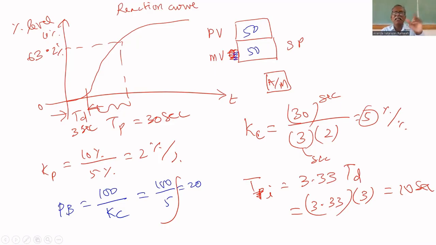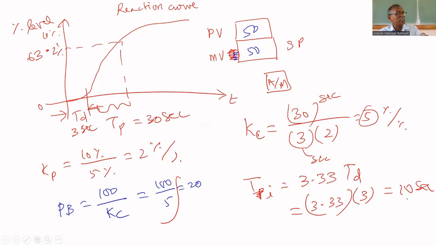The relation between PB and KC is proportional band equal to 100 by KC, or KC equal to 100 by PB. Do you understand that relation? So we have to enter 20. We entered 20. Then we have to enter TI. TI equal to 10 seconds. That also is entered.